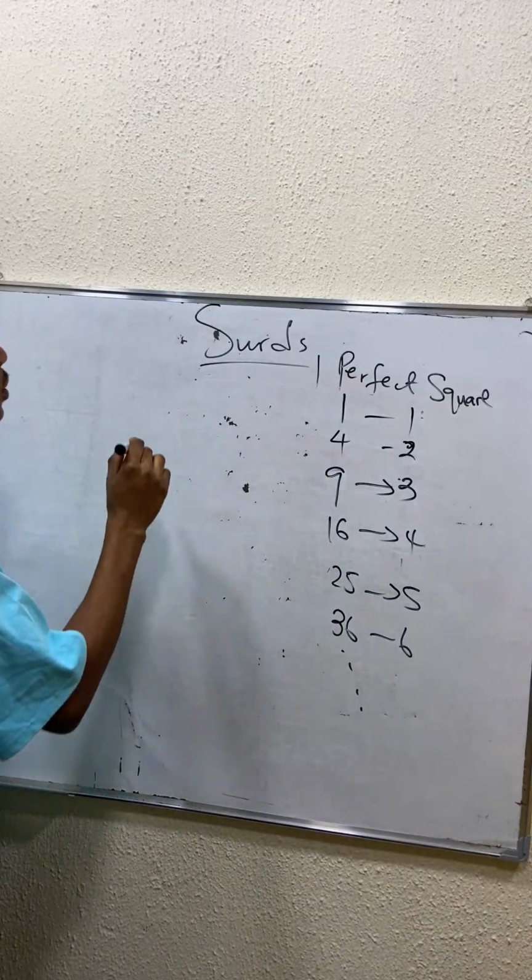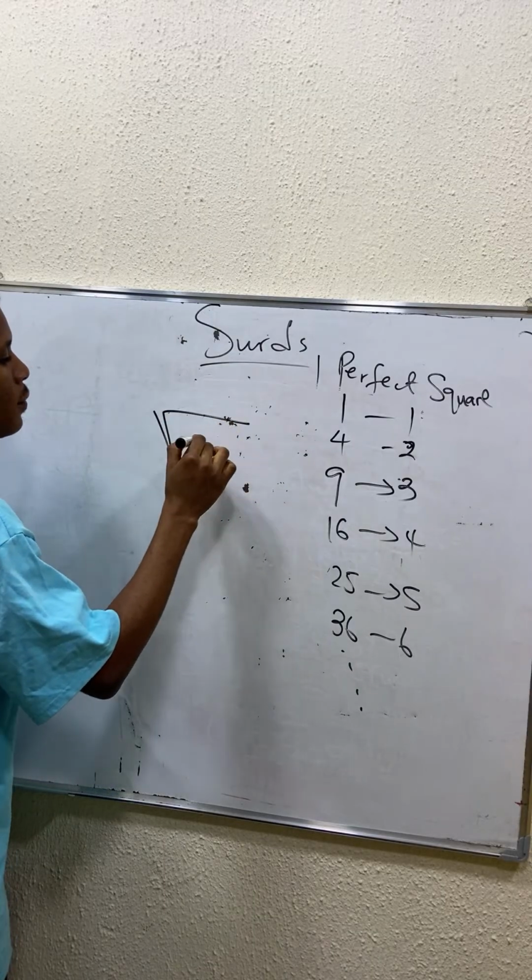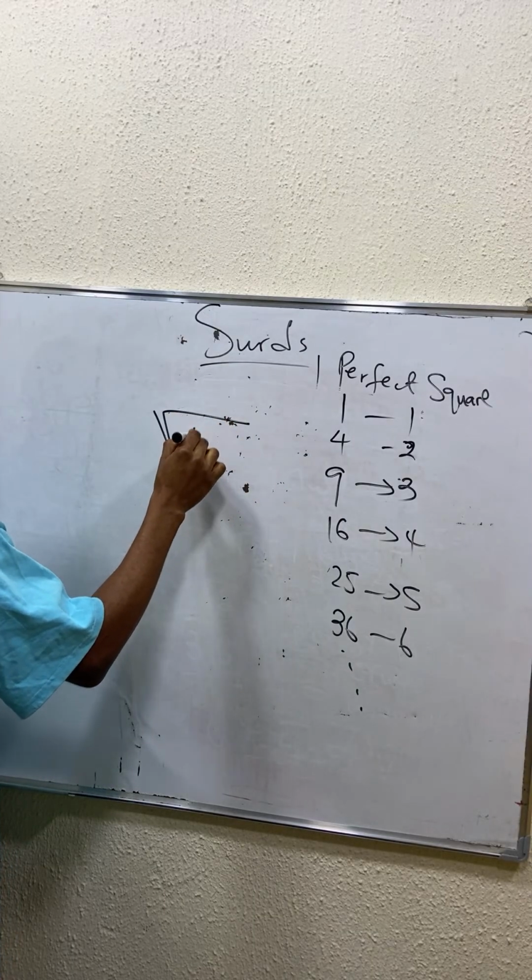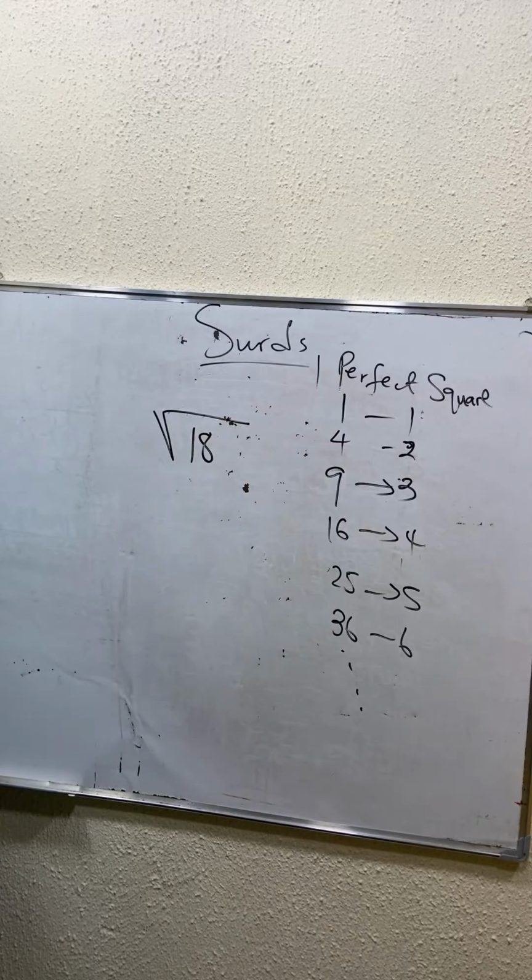So the next one we'll be looking at is the square root of 18. Can you do square root of 18?